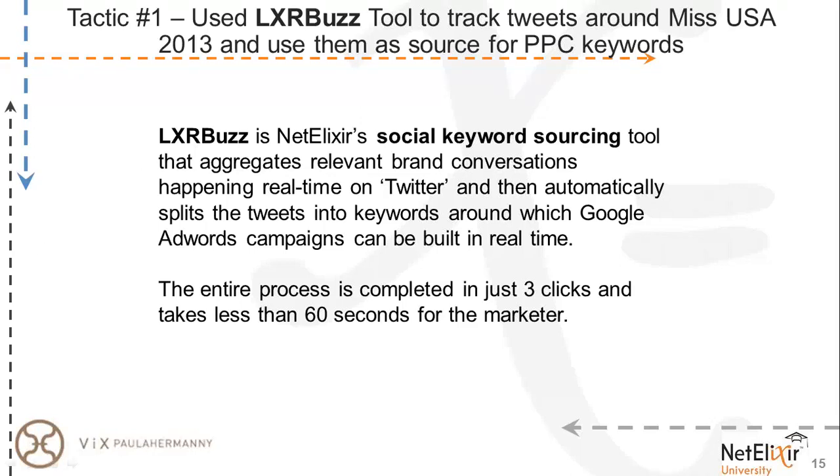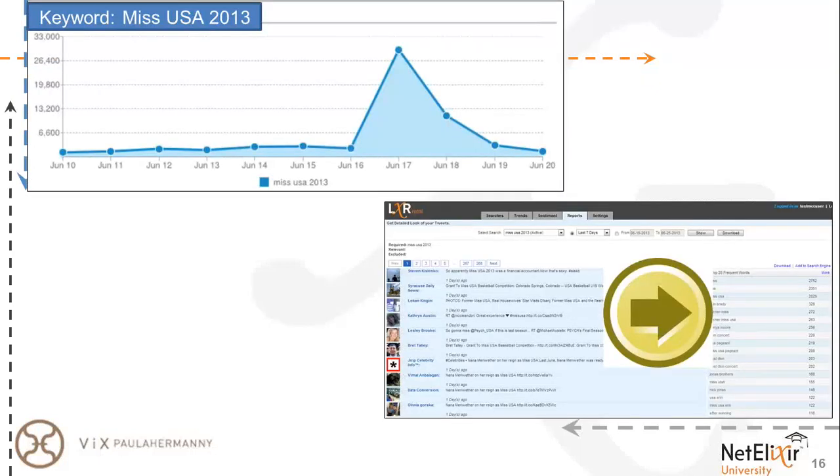Now, again, as you can read, Elixir Buzz is basically our social keyword sourcing tool. What it does is aggregate all the relevant brand conversations on a real-time basis on Twitter. And then using an algorithm, we are automatically able to break down these tweets into individual keywords, which through one click can be added into Google, and with one extra click we can create a brand new Google AdWords campaign in less than 60 seconds.